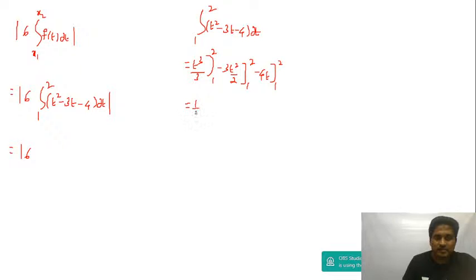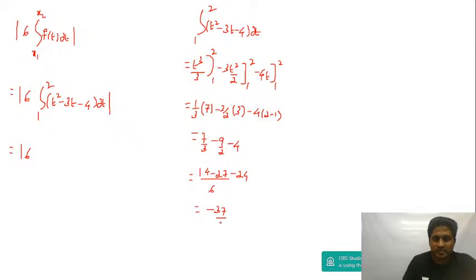So 1 upon 3, upper limit is 2 cube, 8, lower limit is 1, so you get 7 by 3, minus 3 by 2. 2 square minus 1 square is equal to 3, minus 4 times upper limit minus lower limit. So you get this as 7 by 3 minus 9 by 2 minus 4. Take LCM 6, you get 14 minus 27 minus 24. So this is minus 37 upon 6. If I substitute here, you get minus 37 upon 6, and there's a mod here. This will cancel. The mod of minus 37 is plus 37.